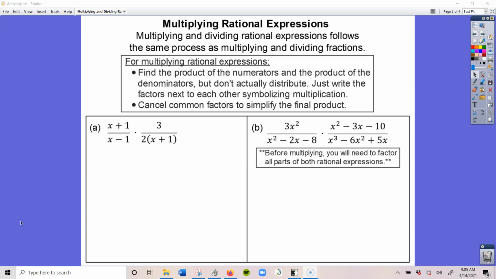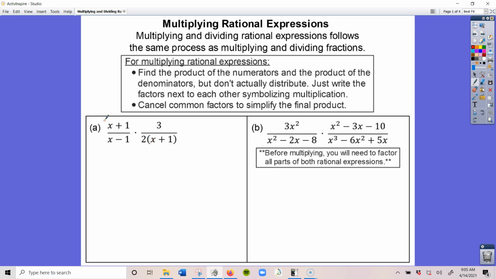Now with rational expressions, you're not going to actually physically multiply. What you're going to do first is write all of the factors next to each other, and then you're just going to start canceling things out and then writing out a simplified version of the rational function. So for example, in this first one here, we have x plus 1 over x minus 1 times 3 over 2 times x plus 1.